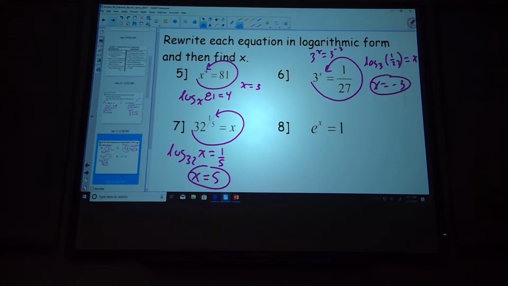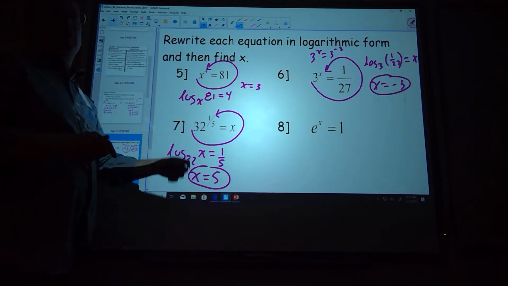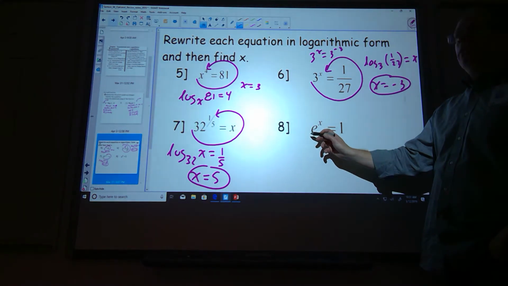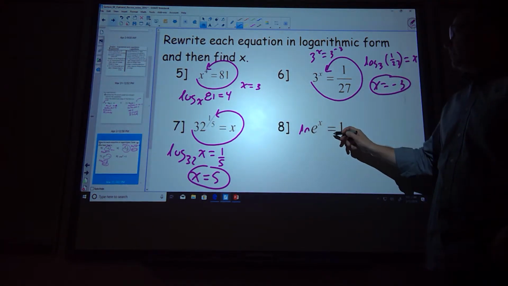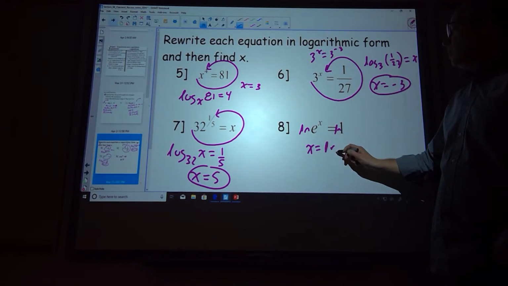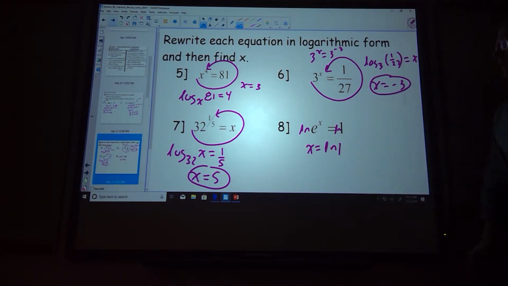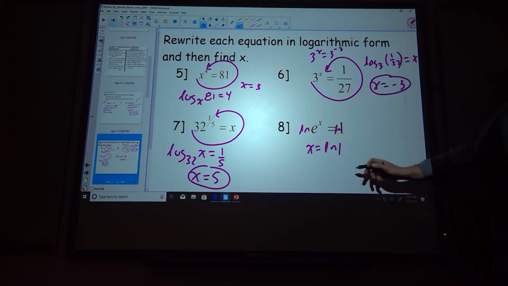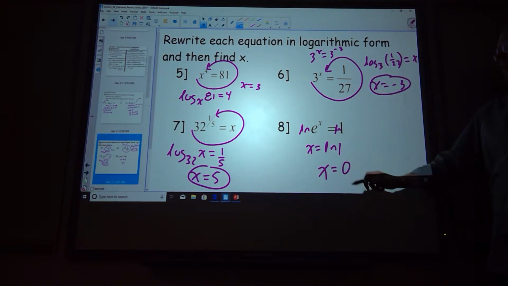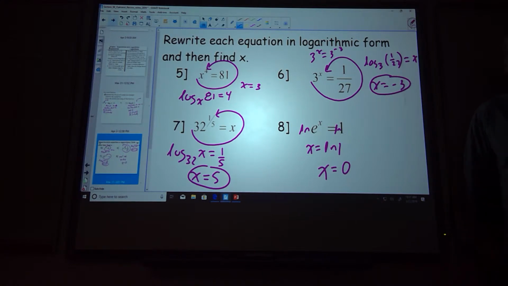That'll work. And then e, we're not using log anymore, we're using natural log. So if I do ln of both sides, I'm going to get x equals ln 1. Natural log of 1 means e to the 0. Yeah, e to the 0 is 1. We doing all right?